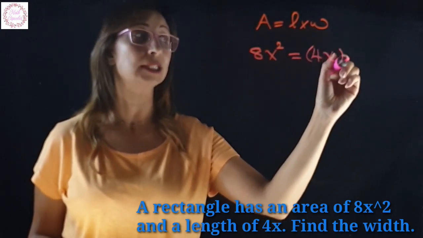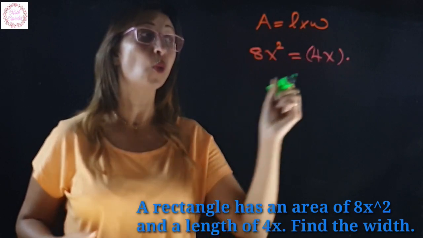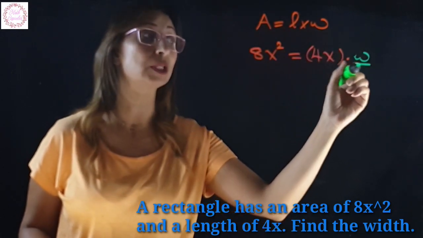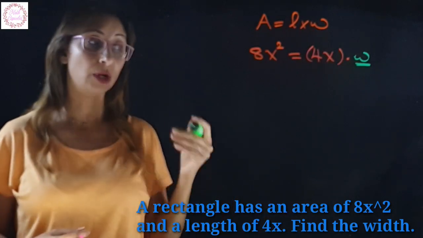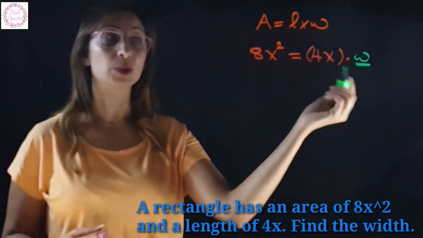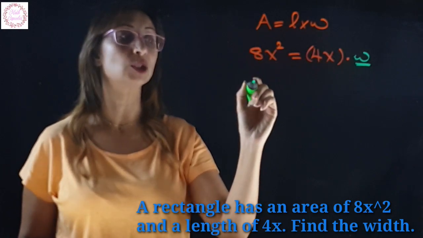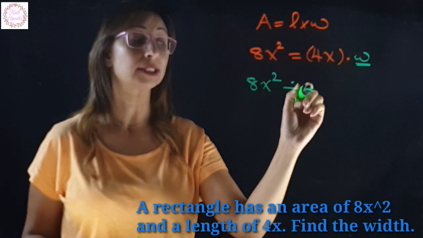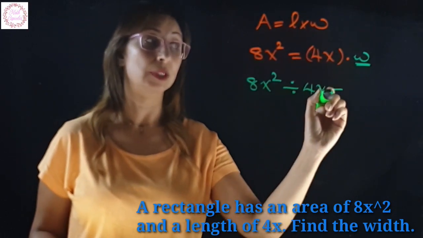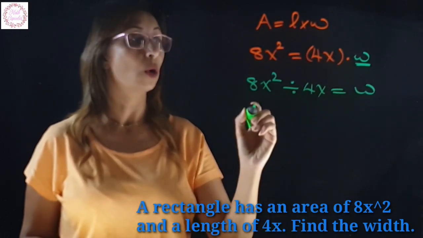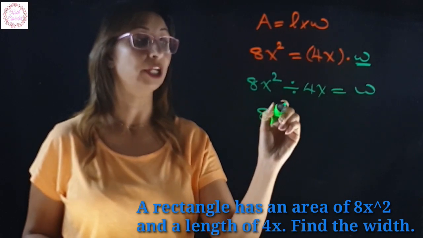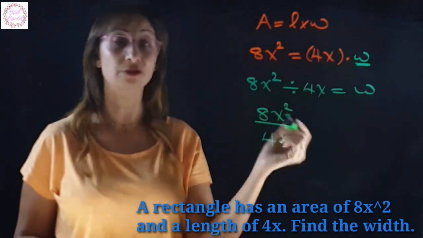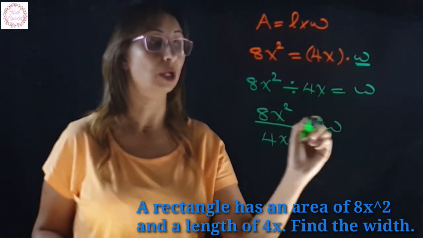And 4x is multiplied by the unknown width w, and this is what we're going to calculate. So to get the w, we simply divide 8x squared by 4x. This will be equal to w, or let me write it as a fraction: 8x squared over 4x, divided and divided is the same. This is equal to w.